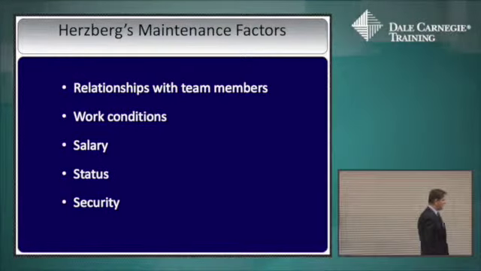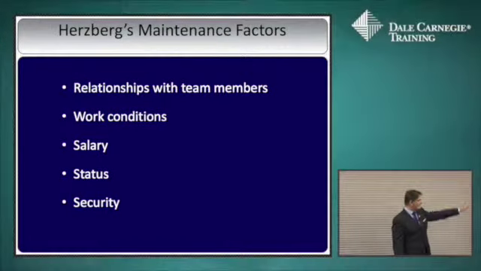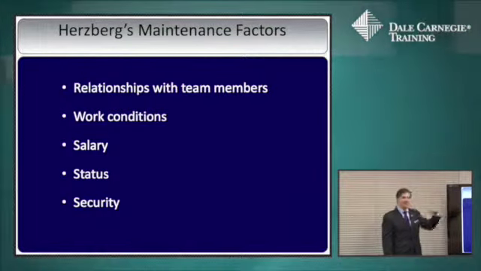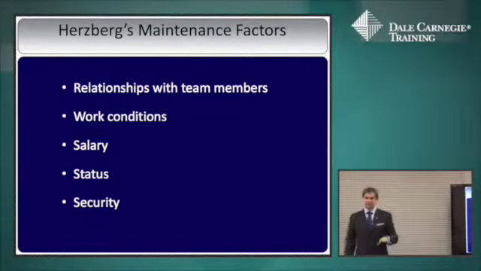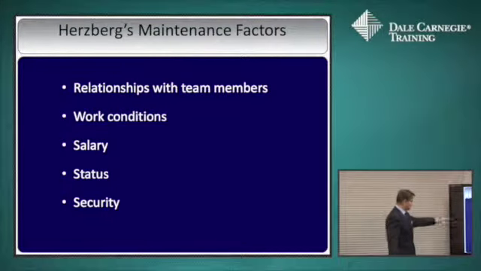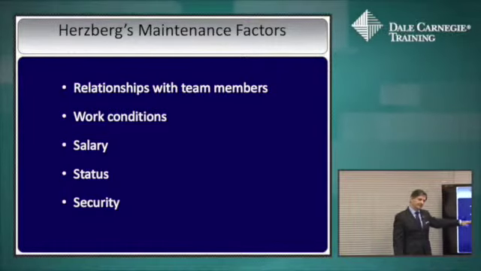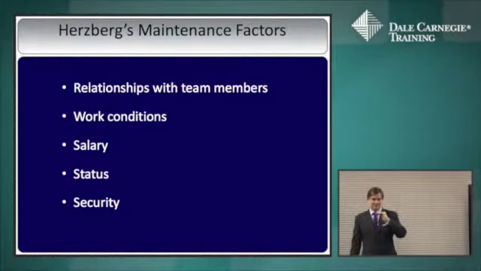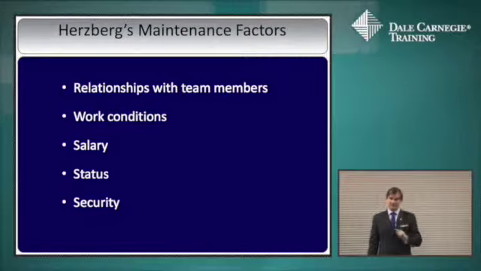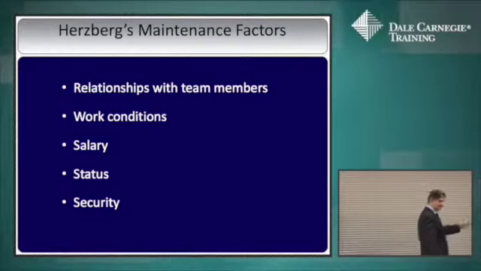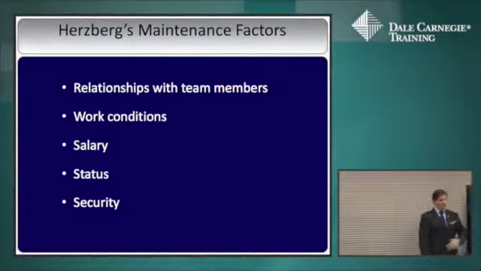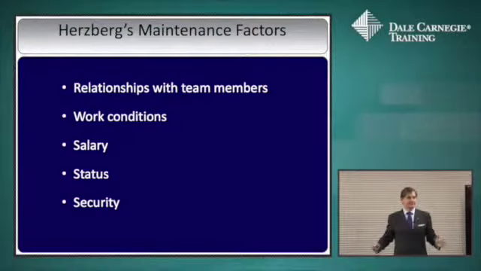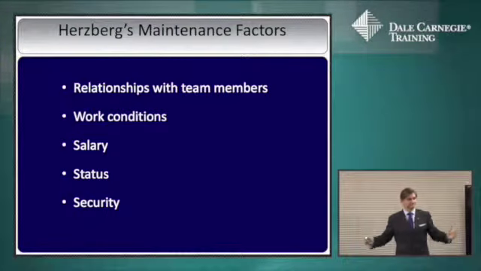Now, Herzberg had a very interesting idea. He said there were maintenance factors for motivation. These are maintenance factors. Having a good team collegiate relationship, having good work conditions, having a salary. Now, this is very interesting. He saw salary as a maintenance aspect of motivation, not a motivator in itself. Status, only maintenance. Oh, you're now executive director, or you're now vice president. That's going to be very stimulating for you, isn't it? Maybe not.